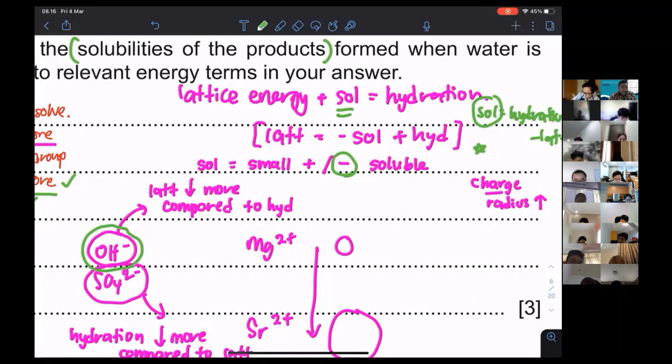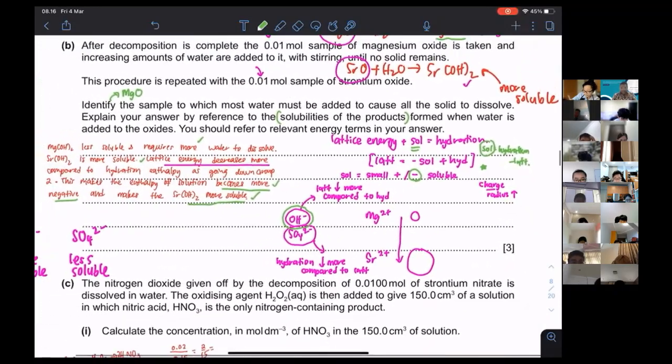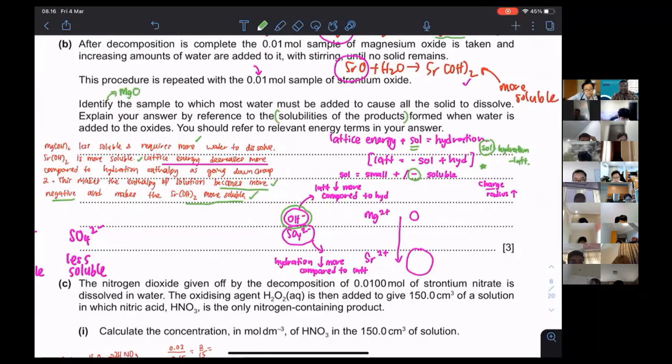For sulfates, the lattice energy decreases less, and hydration energy will be decreasing more. So you just need to explain using this. Now this is related to hydroxides. They can ask you about sulfates, most probably this year, so be prepared for sulfate.